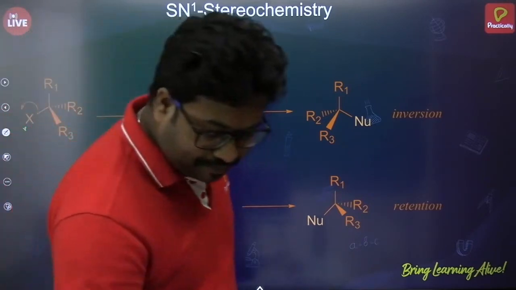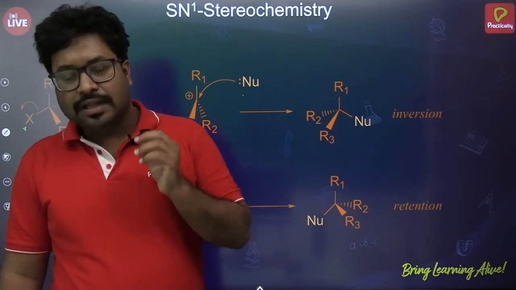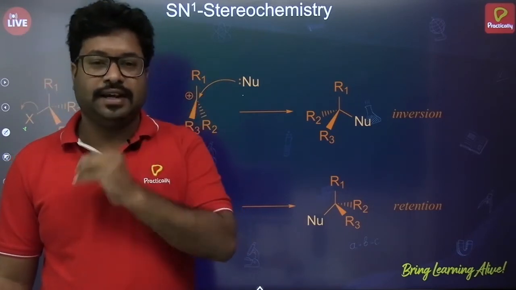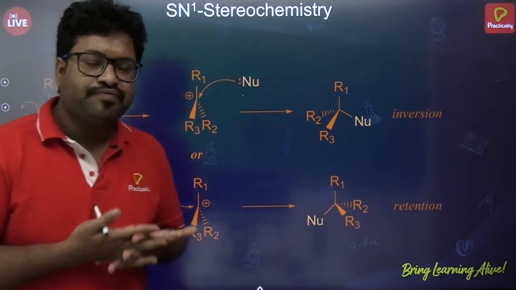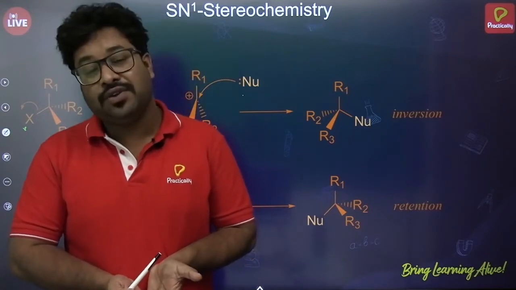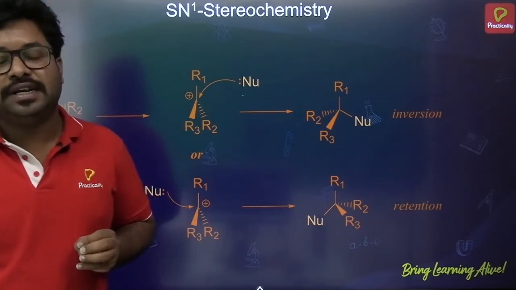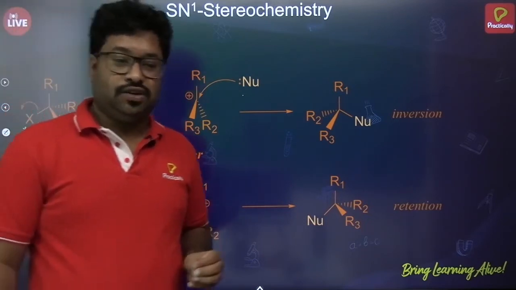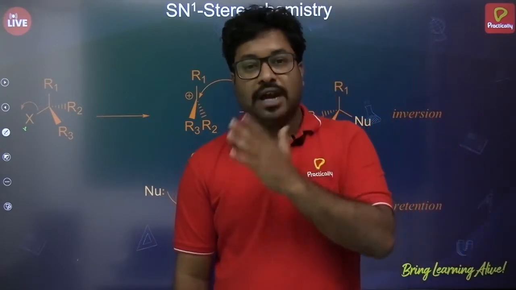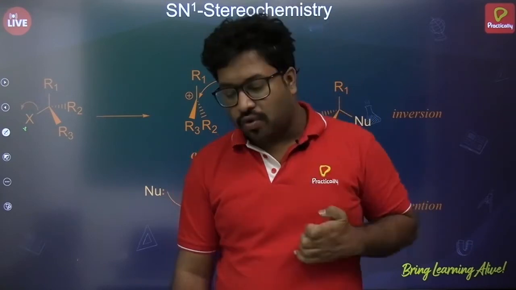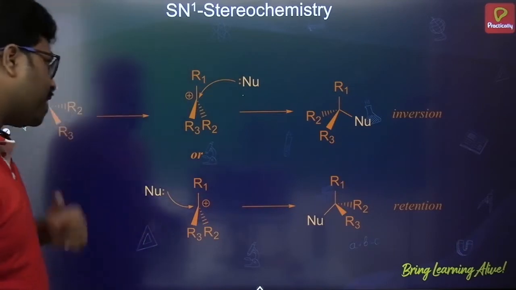Okay, but in reality, what if I tell you that there is more inversion than retention? That means initially I told you that there is 50% retention and 50% inversion. But what if I tell you that the percentage of inversion is more than the percentage of retention? I'm not saying racemization does not happen here. Racemization does happen. But the percentage of inversion is more than the percentage of retention. Do you know why? Let me tell you.